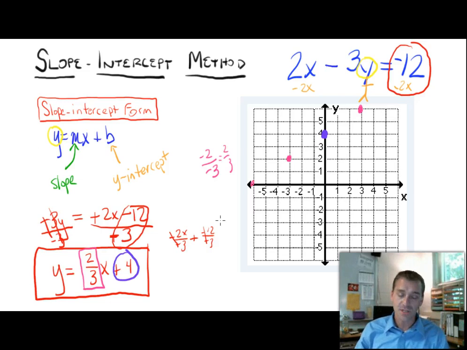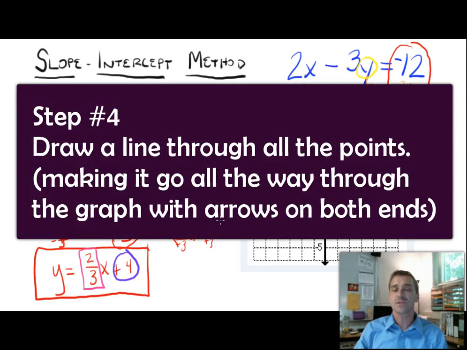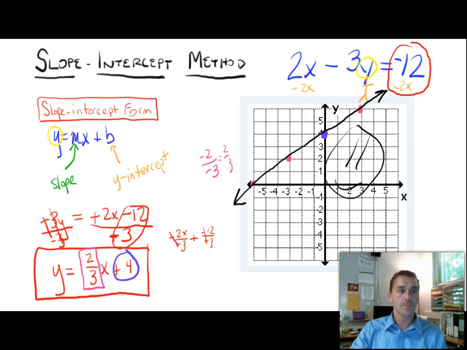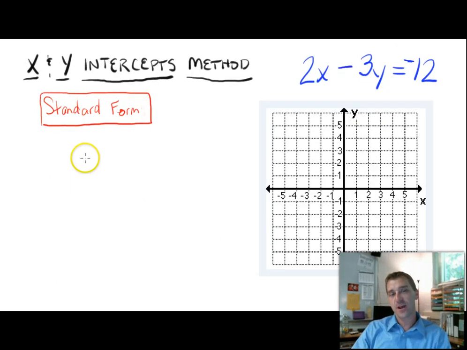Step number 4 is just simply draw the line, connect the dots. That is all you have to do. So I'll connect the dots and draw my line like that. Make sure it goes the whole way through my graph with an arrow on either side. And ladies and gentlemen, congratulations. You're done using the slope-intercept method. Okay, over to the right side of your graphic organizer.